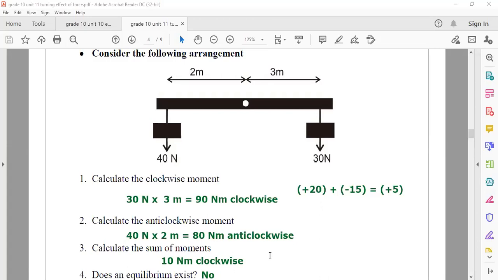Yes, sir. If the clockwise and anti-clockwise are equal, say both are 90. When you subtract 90 minus 90, how much? 0. So 0 coming means they are equal, right? Yes, sir. They are equal means equilibrium, right? Yes, sir. That is the idea. Is it clear for everyone? Yes, sir. Please complete it.